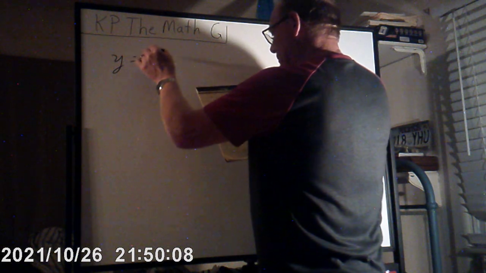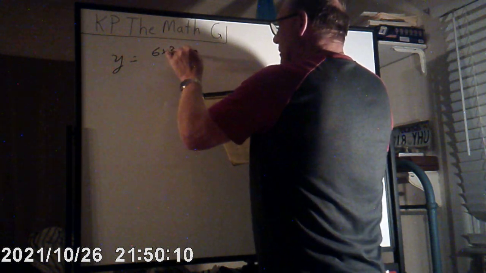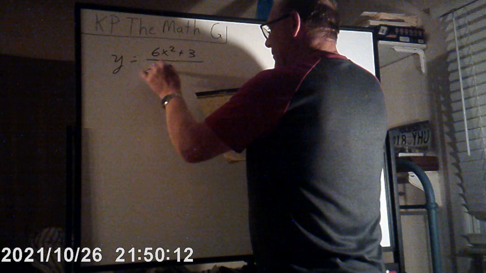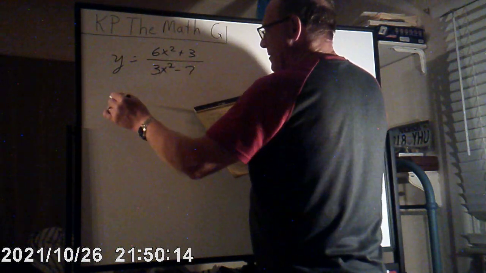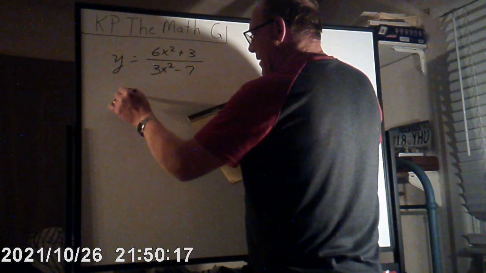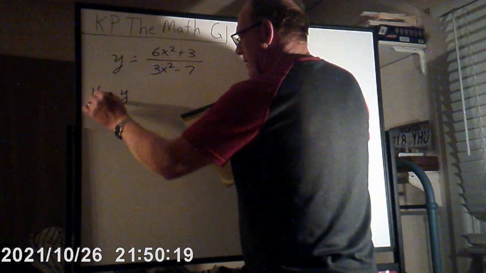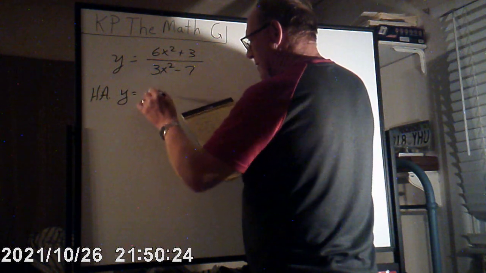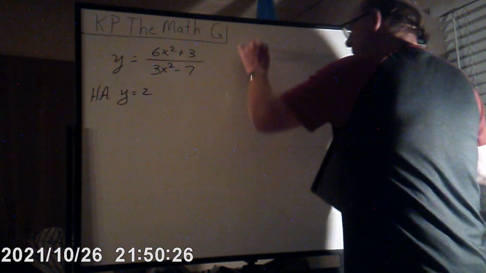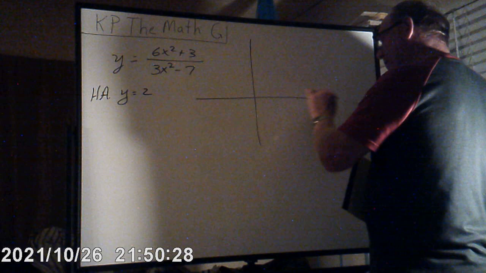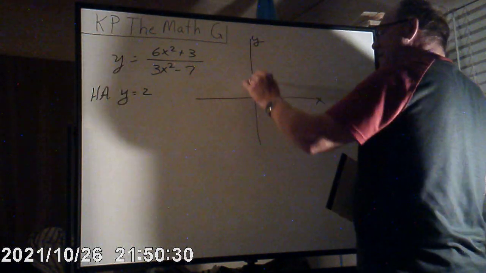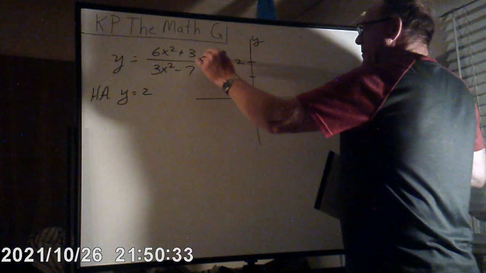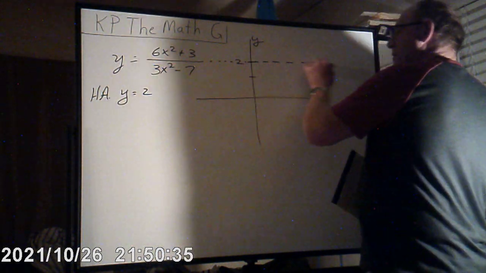Okay, and the problem was y is equal to 6x squared plus 3 over 3x squared minus 7. We found that if we did the limit, the horizontal asymptote is at y equals 2. And all that means is, I may not know exactly what the graph is going to look like, but I do know that at 2 I have a horizontal asymptote.